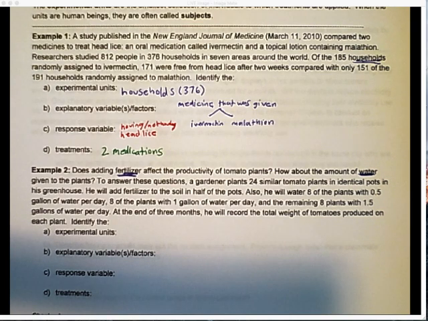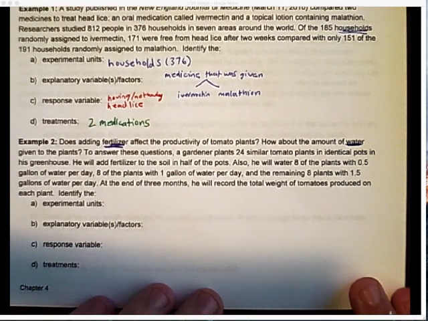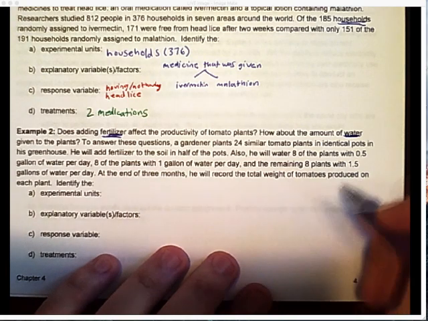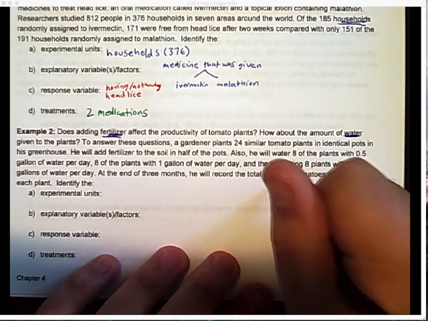Also, he will water 8 of the plants with half a gallon of water per day, 8 of the plants with 1 gallon of water per day, and the remaining 8 plants with 1.5 gallons of water per day. At the end of 3 months, he will record the total weight of tomatoes produced on each plant. Identify all of that. On this one, it might make sense to make a graphic of the situation. All right, so we have 24 plants.